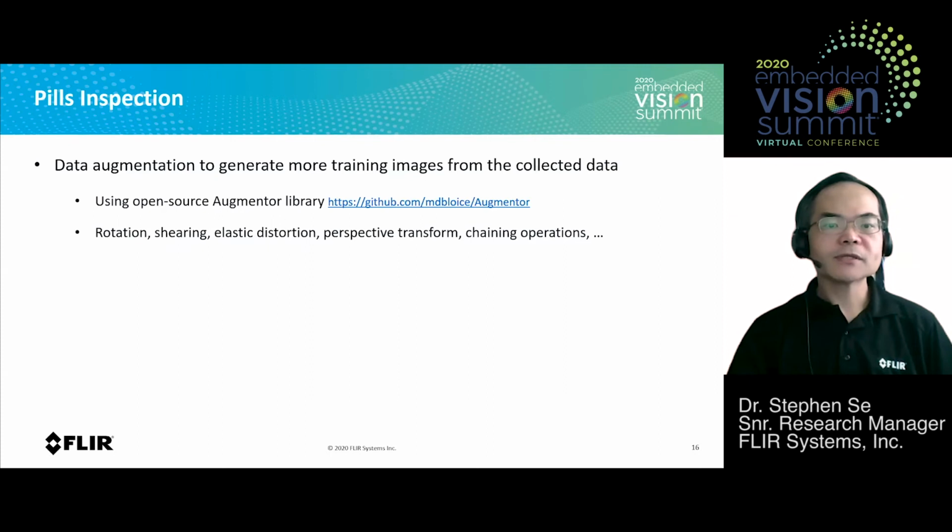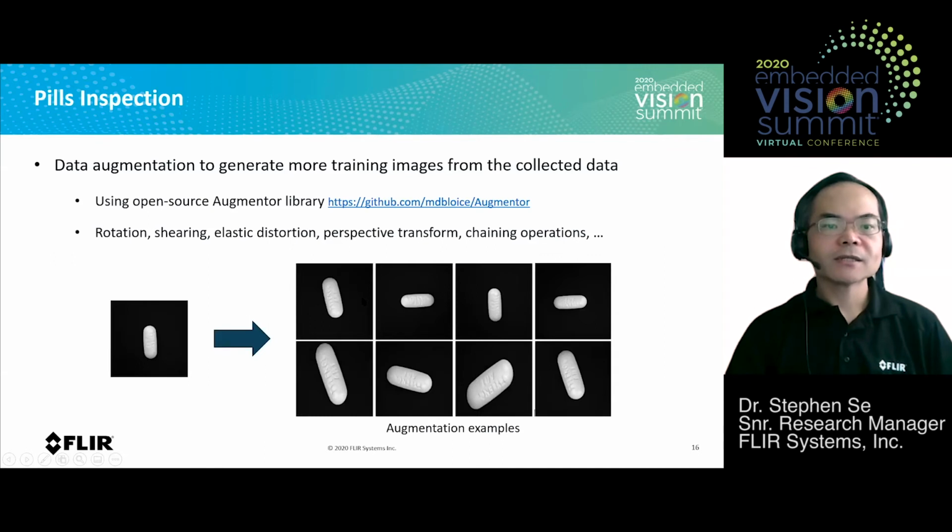We used an open source augmentation library to generate more training images from the collected data. The augmentation includes rotation, shearing, distortion, perspective transform, as well as chaining several of those operations as well. Some of the augmented images for this sample image are shown here.